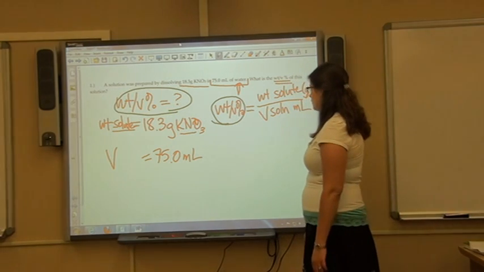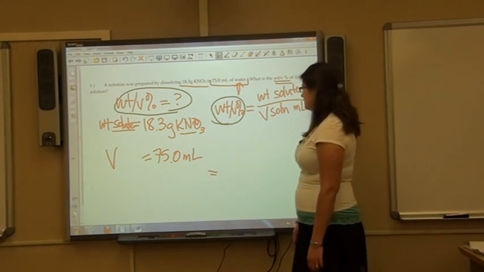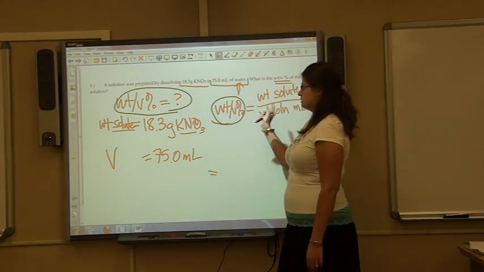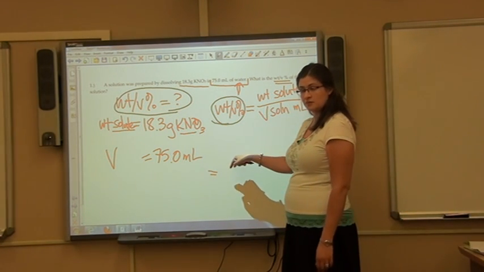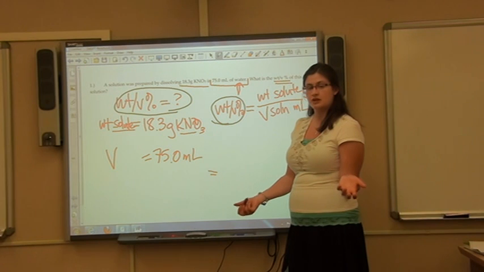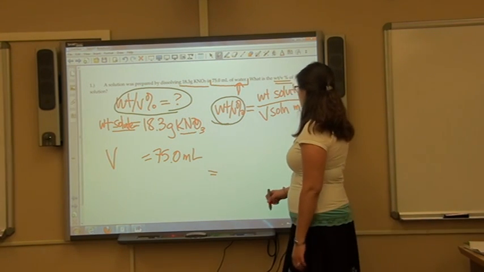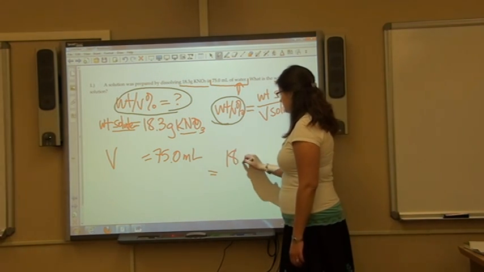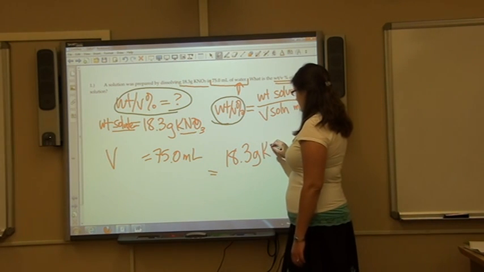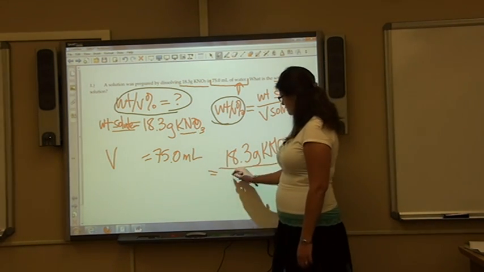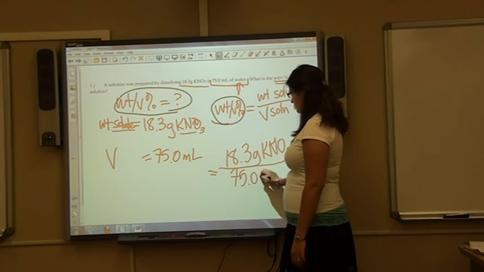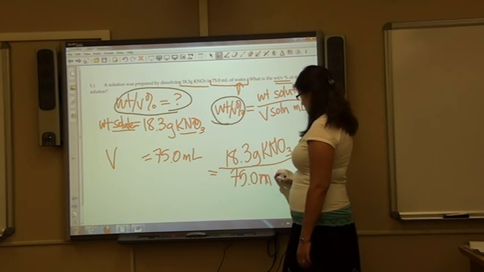So now step 4 is plug and chug. That means we just take what's in our table of knowns and unknowns, plug it into the formula, and chug those numbers on our calculator. So we have 18.3 grams KNO3 divided by 75.0 milliliters.